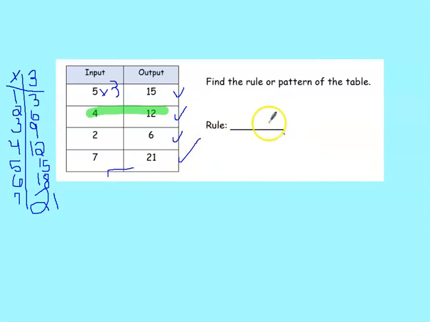So what is our rule for this table? Our rule this time is we are multiplying by 3. And we know it's the pattern. We proved it because we checked everything on our table.